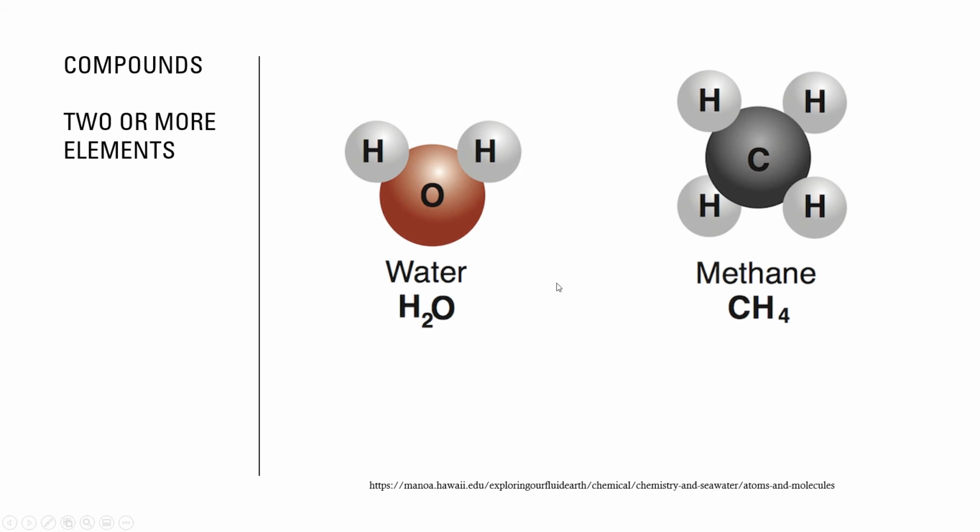Next, I have some compounds. Now, these are always molecules. They're always made of 2 or more atoms, but in particular, compounds, unlike elements, are made of 2 or more elements. Now, water is made of hydrogen and oxygen. It's got the formula here, H2O. We'll get back to that in a minute. Methane is made of carbon and hydrogen. So 1 carbon and 4 hydrogens, formula CH4.